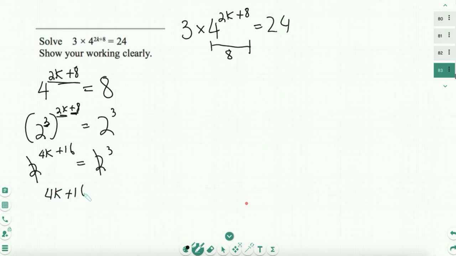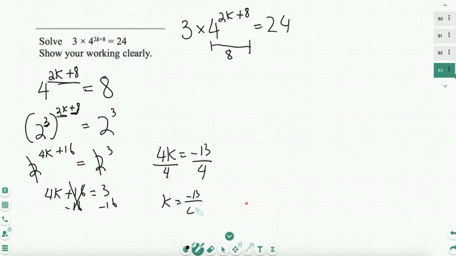4k plus 16 equals 3. Solve this as minus 16 on both sides. 4k is equal to, that cancels out, 3 minus 16 is negative 13. Divide by 4, divide by 4. k is equal to negative 13 divided by 4.